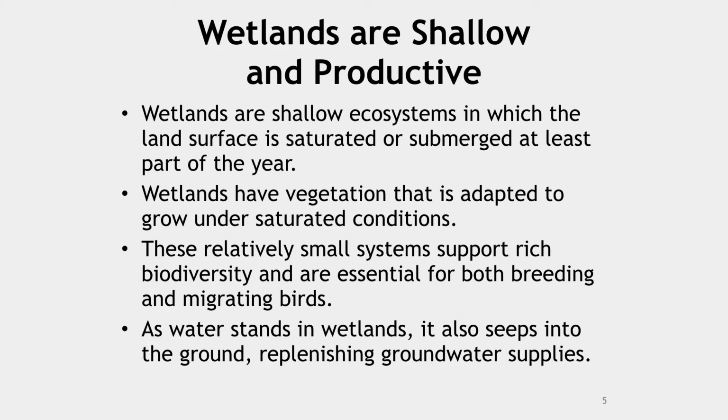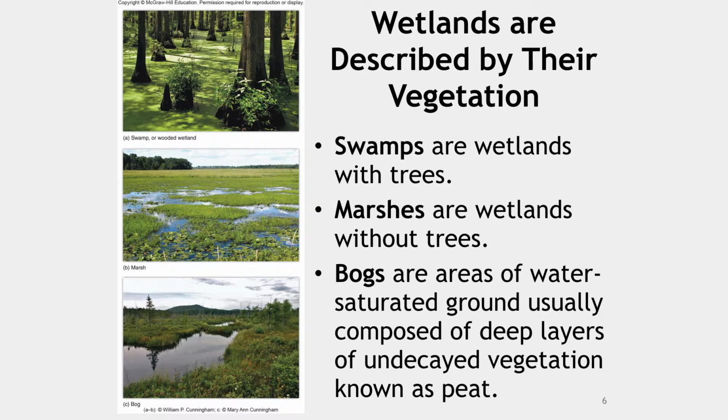In some major farming states, losses have been even greater. Iowa, for example, has lost 99% of its original wetlands. Wetlands are described by their vegetation. Swamps, also called forested wetlands, are wetlands with trees. Marshes are wetlands without trees.